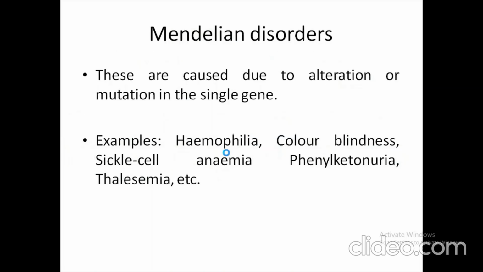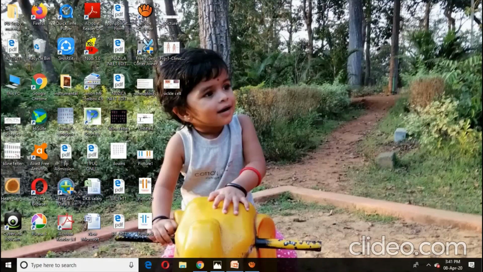Now, first we'll start with Mendelian disorders. Mendelian disorders are caused due to alteration or mutation in a single gene, not the entire chromosome, just a single gene. Examples: hemophilia, color blindness, sickle cell anemia, phenylketonuria, thalassemia, etc.